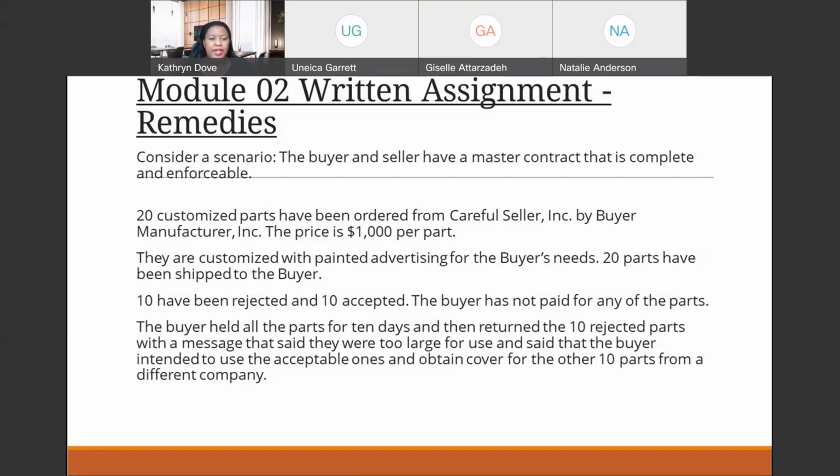The buyer held all the parts for 10 days and then returned the 10 rejected parts with a message saying they were too large and said that the buyer intended to use only the 10 that they liked and then cover with another company to get the other 10 parts. Do you see any problems with this?